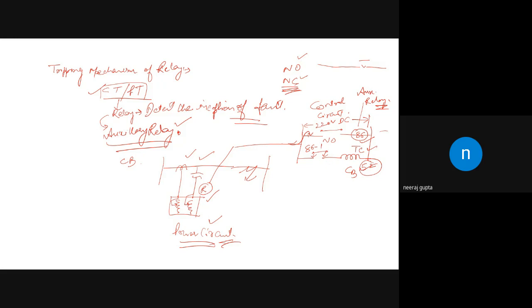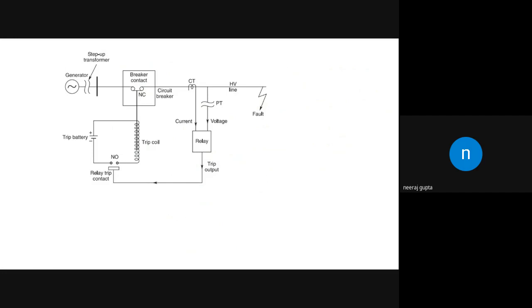When the signal is given to this control circuit, the normally open contacts become closed, our auxiliary relay gets activated, and the circuit closes. It provides the power to the trip coil of the circuit breaker, and as a result it starts operating. So the circuit breakers will work like that. This is about the trip mechanism of the relay, and I can explain the trip mechanism by this diagram.